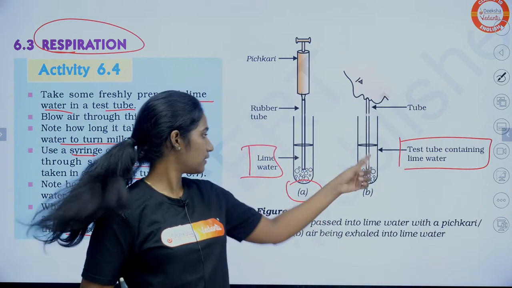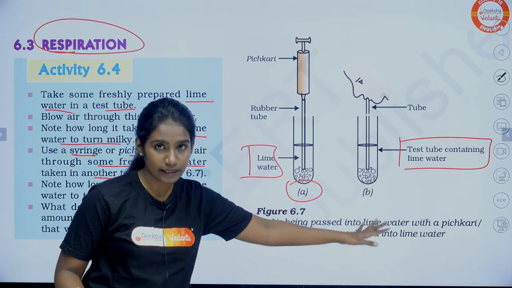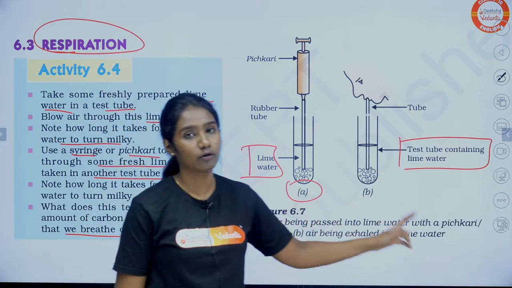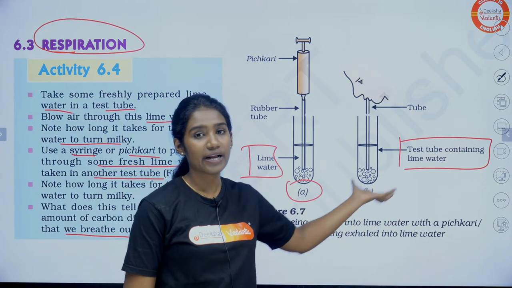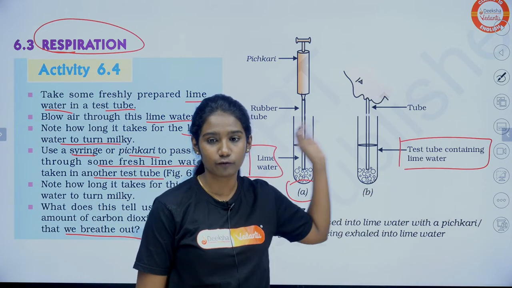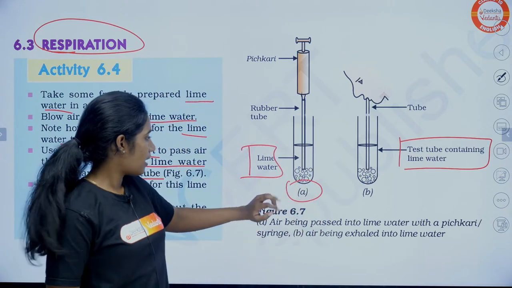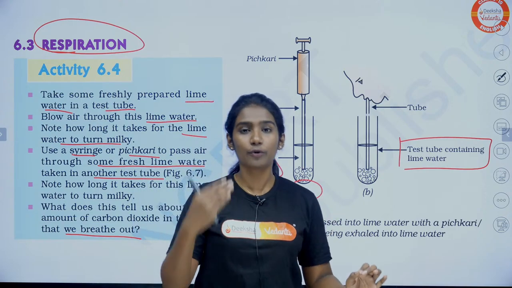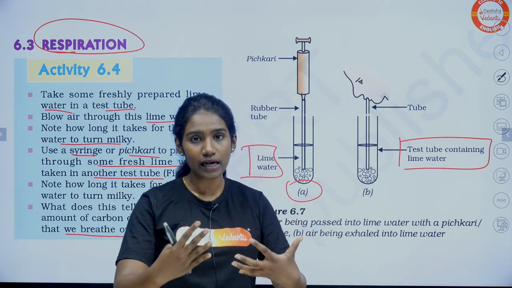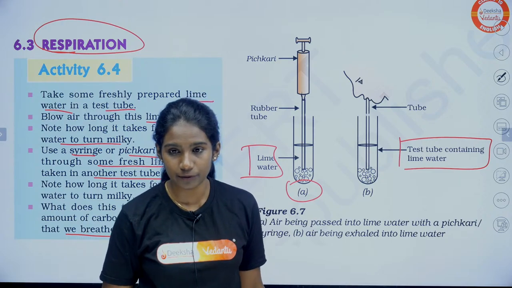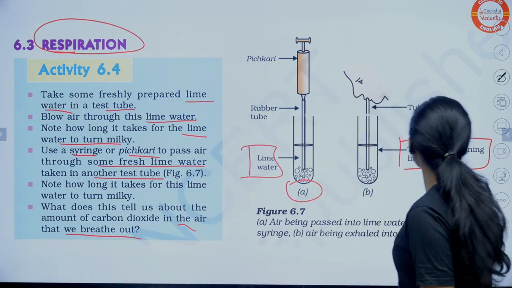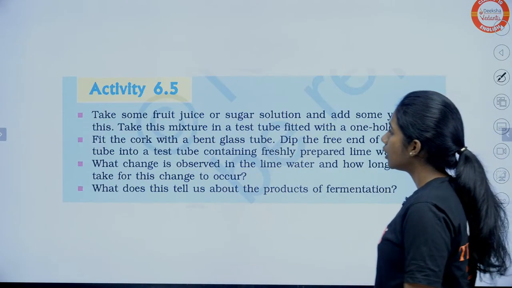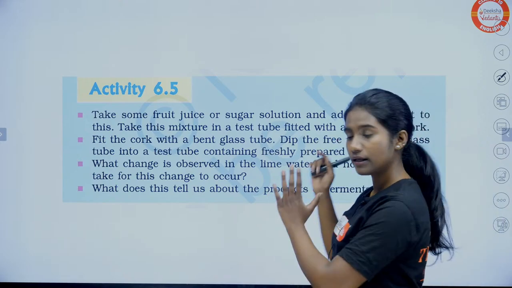The conclusion is that this turns milky fast because of the formation of calcium hydroxide. See, when the calcium carbonate reacts with carbon dioxide, calcium hydroxide is formed. And this turns milky fast, and this activity is conducted to prove that when we exhale, a large amount of carbon dioxide is released. Clear with that? Fine. So we'll move on to the next activity.